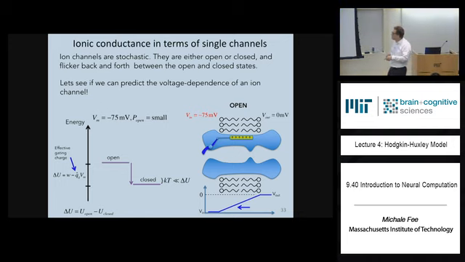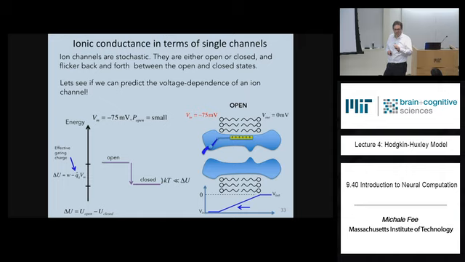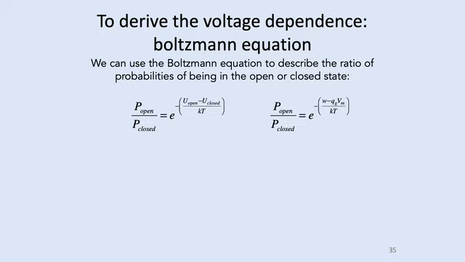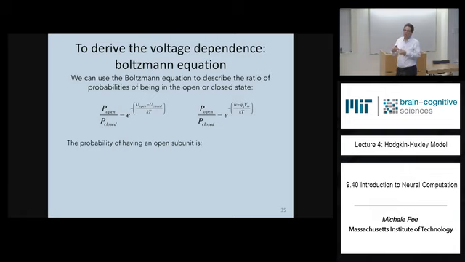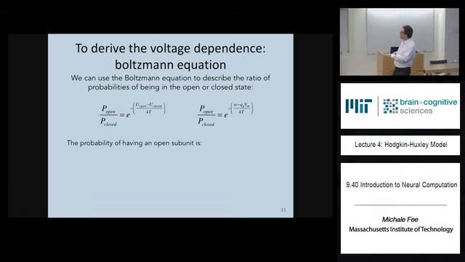We have a simple equation that describes the energy difference between the open and closed state as a function of the membrane potential. And now we can just plug that into the Boltzmann equation and derive the probability of being open and closed. So we plug that delta U in here, W minus gating charge times voltage. Now let's calculate the probability of being open. This gives us the ratio of open to closed.